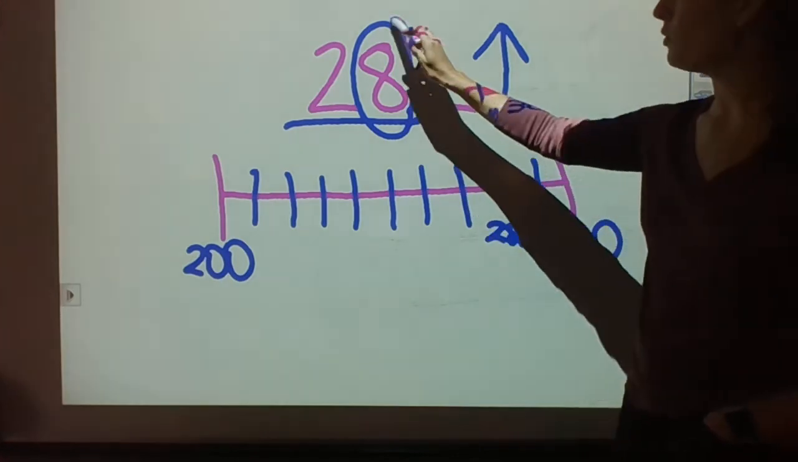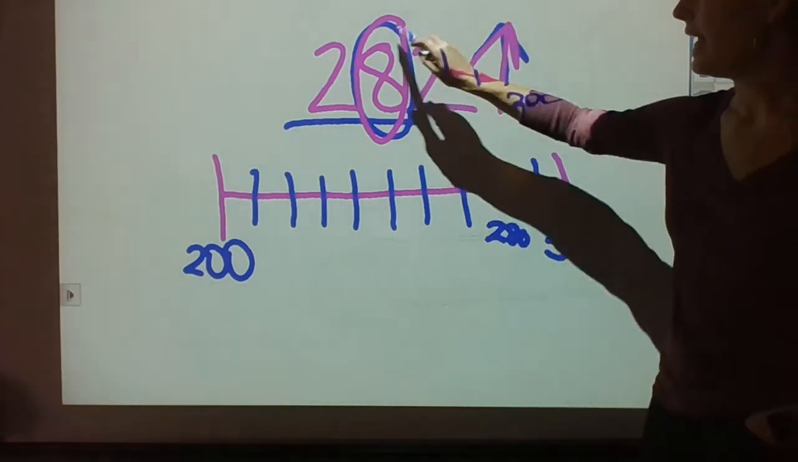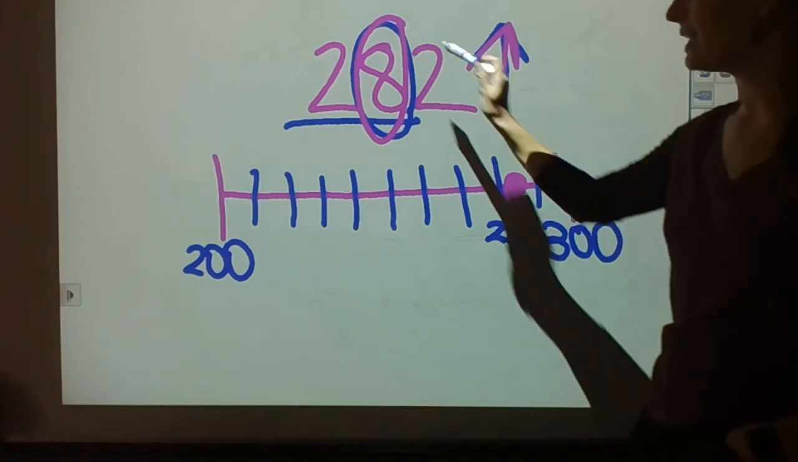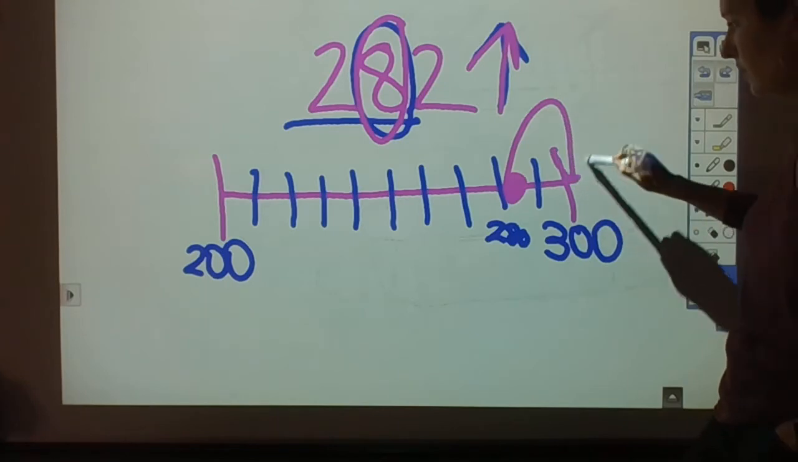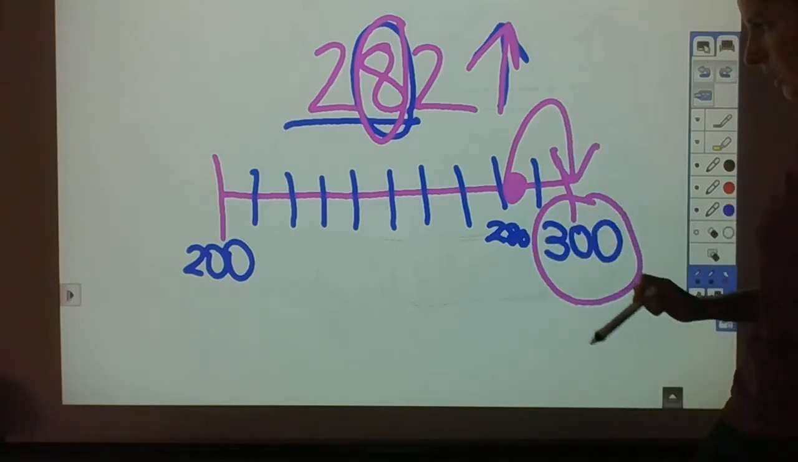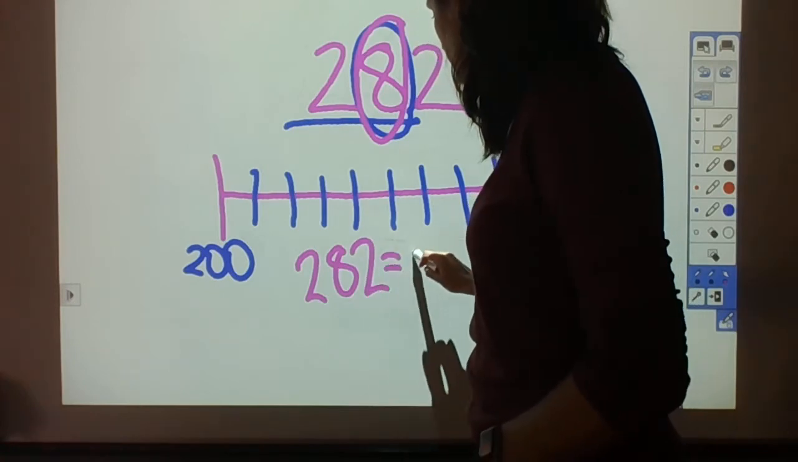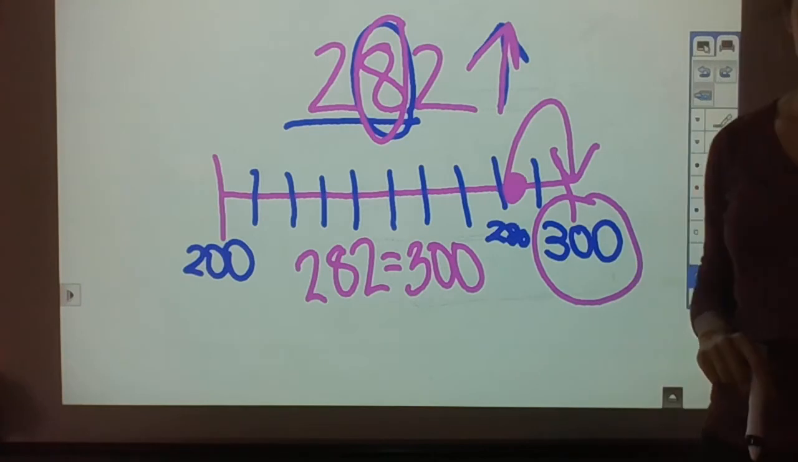Like I said before, the number 8 in 8 tens is going to round up. 80 is closer to 100 than it is to 0. Just like 282 is closer to 300 than it is to 200. So the number 282 is going to round up to 300 when you are rounding to the nearest 100.